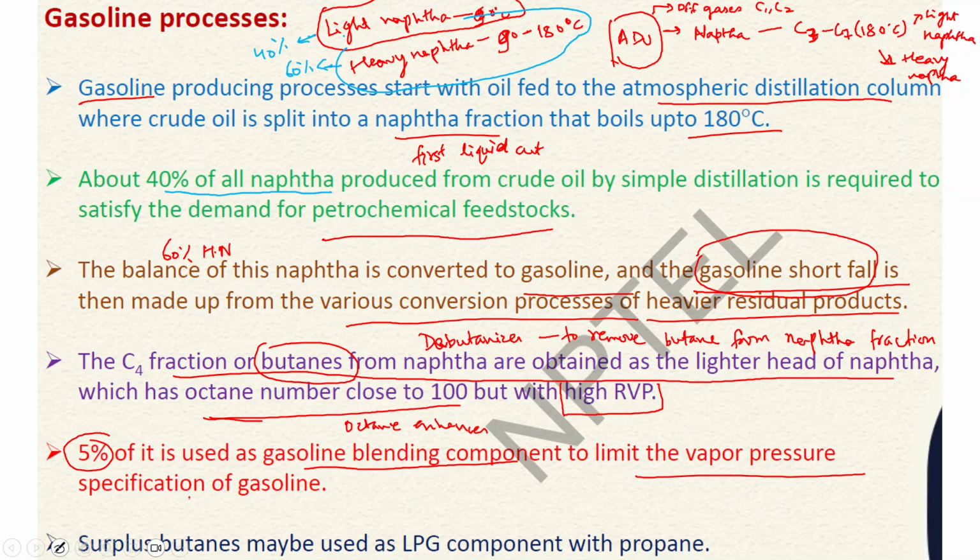Okay. And the surplus butane, the remaining butane that we get from the debutanizer, is used as an LPG component with propane. As we studied earlier, LPG is a C3 and C4 cut. So this C4 cut comes from this butane.